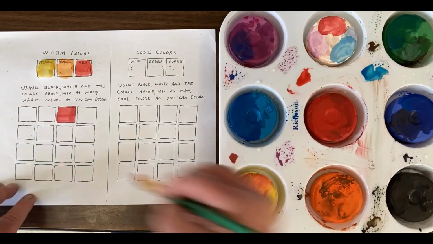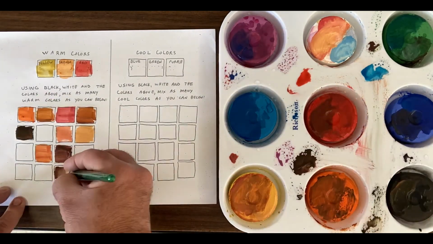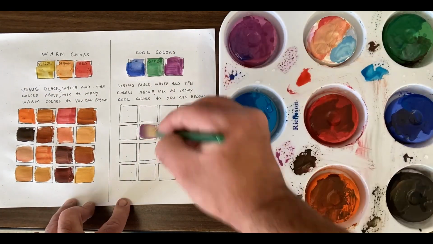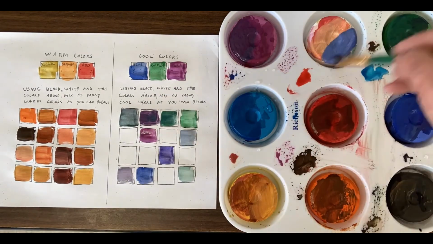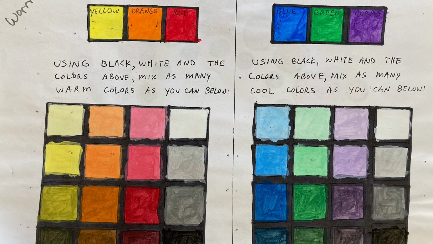Next, I'm going to do warm colors. These are just variations of yellow, orange, and red, with a little bit of black and white here and there. Next, I'll do cool colors. These are combinations of blue, green, and purple, with a little bit of black and a little bit of white. And this is what your chart should look like.